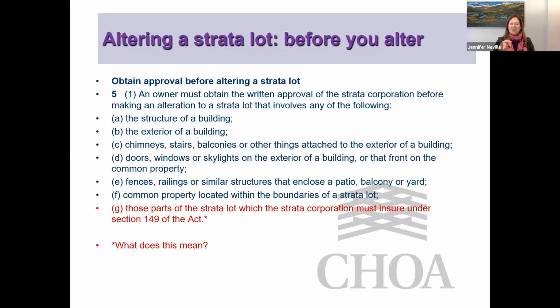But if you look down to G, and G is here in red, and that's a phrase that a lot of strata councils sort of walk past, and that talks about you have to get approval for those parts of the strata lot which the Strata Corporation must insure under Section 149 of the Act. So what does that mean?